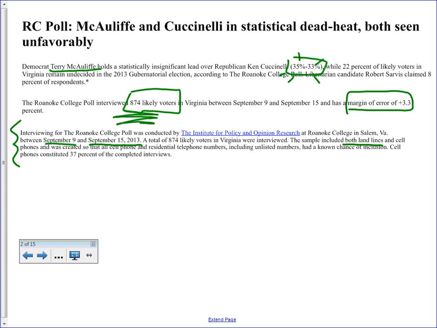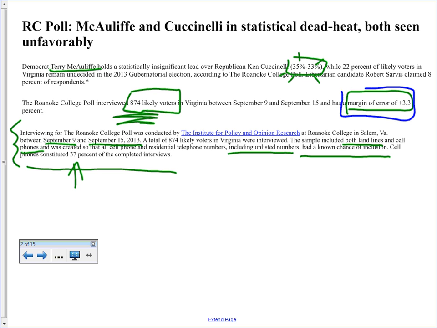They included both landlines and cell phones, and unlisted numbers all had a chance of inclusion. And they said that cell phones completed 37% of the completed interviews. And this is going to get into what we do. How do we create that list? How do we pick people off that list? How do we say the 3%? This will come later in the year, but for now we're going to talk about how we set up our polls.